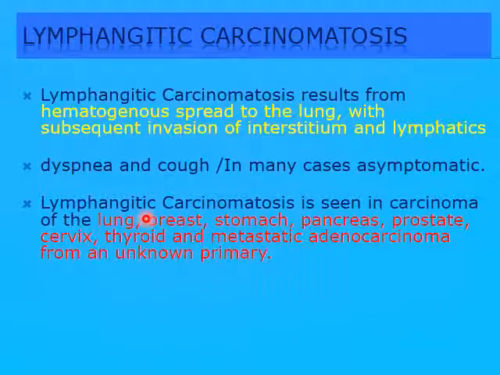Lymphangitis carcinomatosis is seen in carcinoma of the lung, breast, stomach, so it can be seen due to intrathoracic cancer or extrathoracic cancer as a manifestation of metastatic disease. Sometimes you can see it as a metastasis from unknown primary.